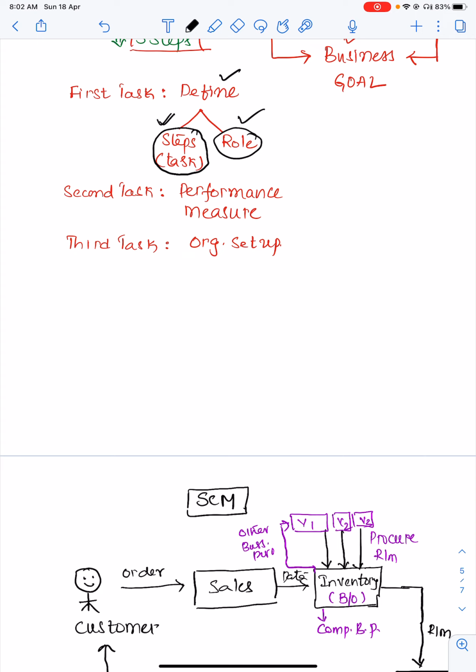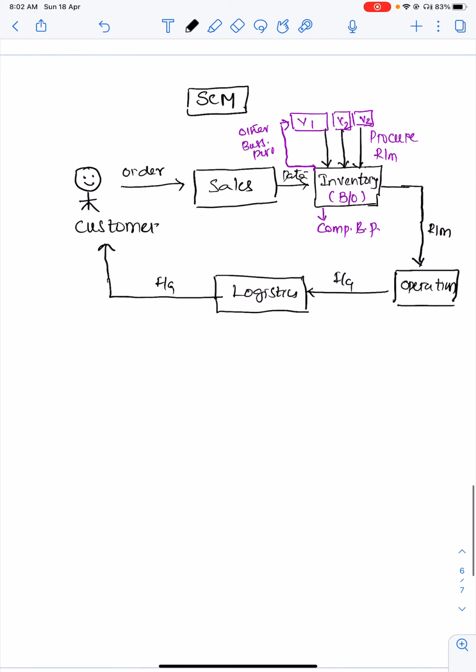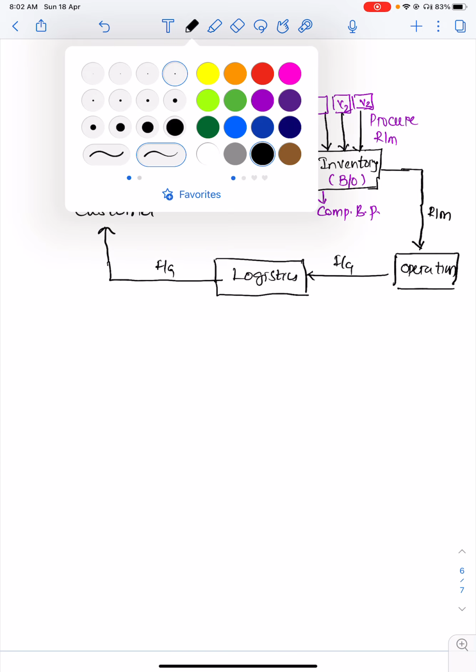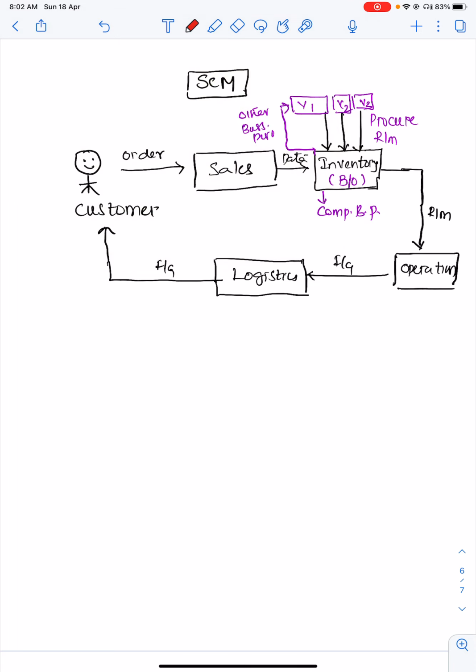I have to define certain roles. Okay, so what do you mean by roles here? Roles is nothing but, let us say in the sales department, the assistant manager takes the order, and he'll send the order for approval.